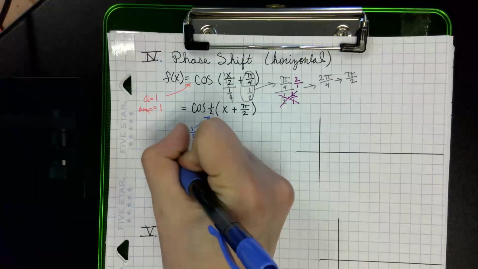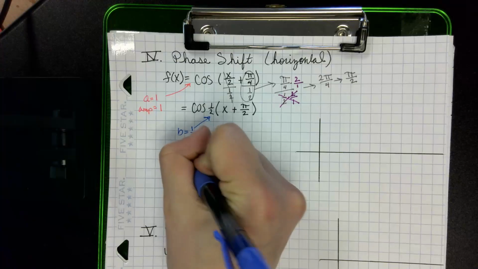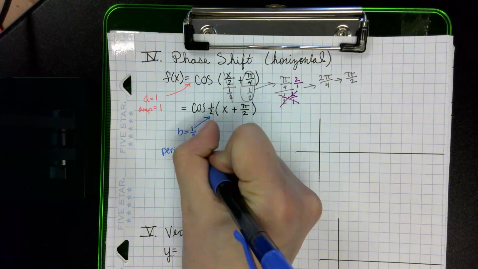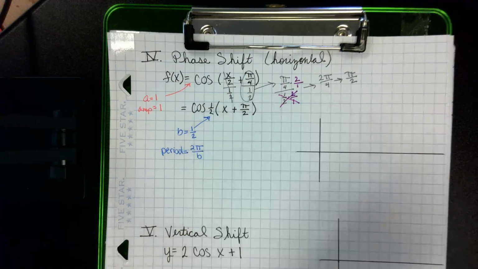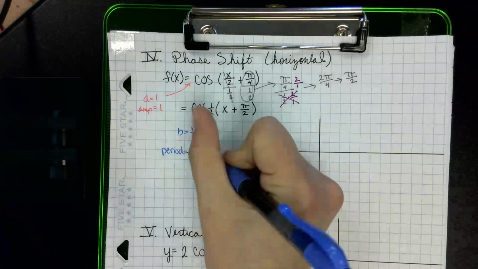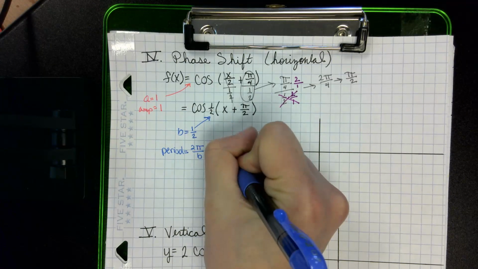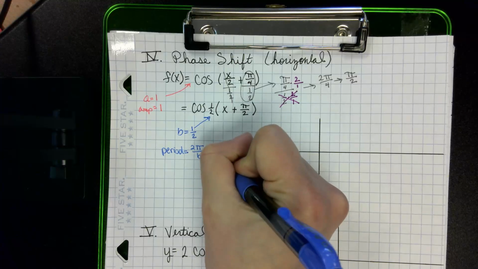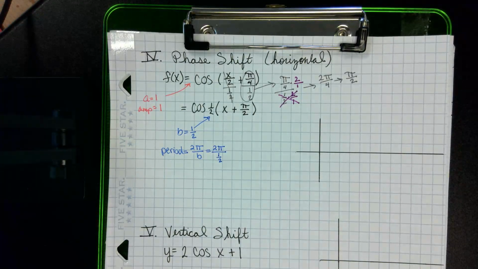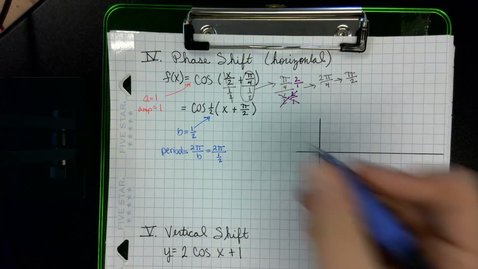So the period length is 2 pi over B. So I have 2 pi over 1/2, which we did in the last problem also. Again, we multiply by the reciprocal, so that's 4 pi.